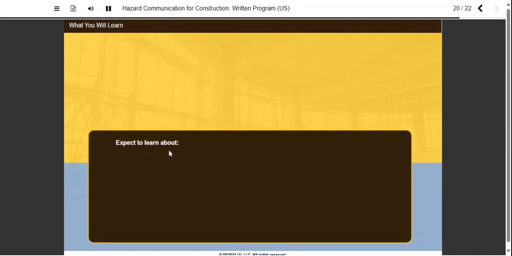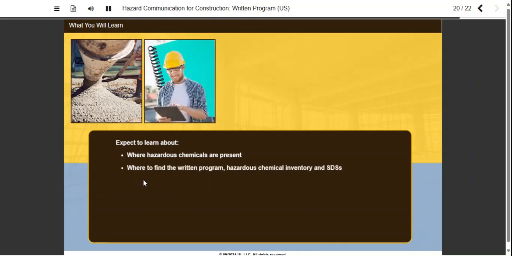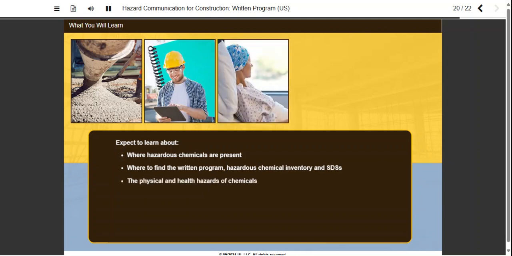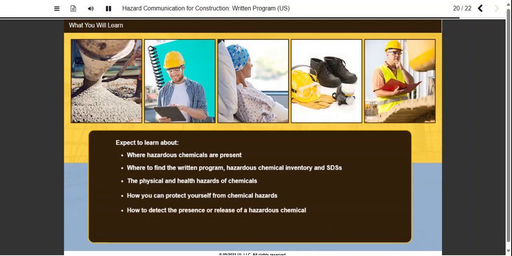Companies must tell workers about the requirements of the Hazard Communication Standard and where hazardous chemicals are present at the job site. Companies must also communicate where to find the written program, hazardous chemical inventory, and SDSs, the physical and health hazards of chemicals, how you can protect yourself from chemical hazards, and how to detect the presence or release of a hazardous chemical. Don't wait for the information. Take the initiative to ask questions and become aware of the chemical hazards and precautions on your job site. Your health and safety are at stake.